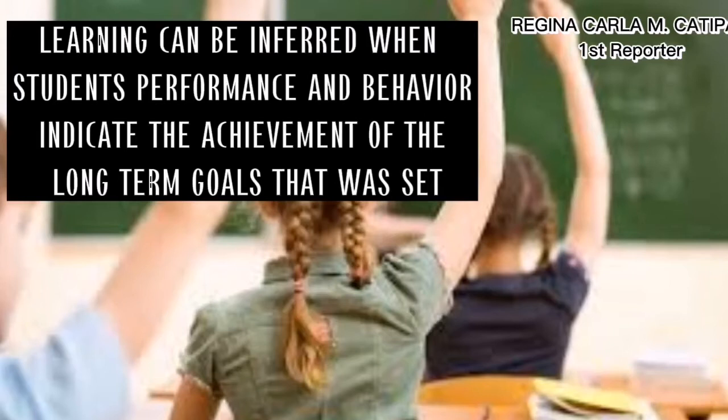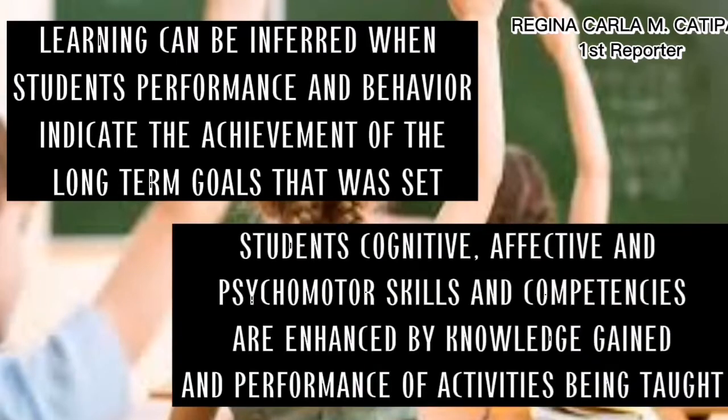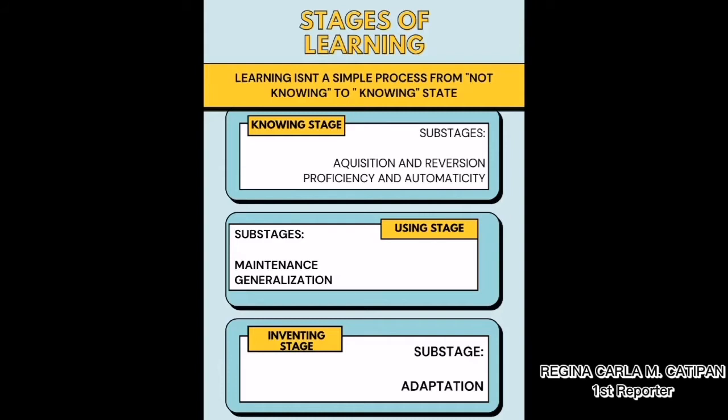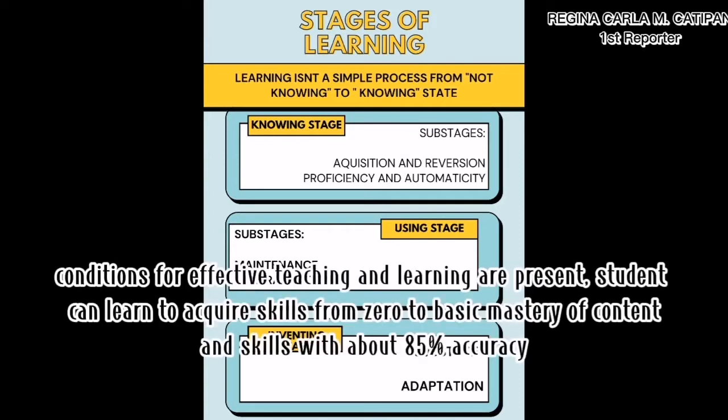Learning can be inferred when students' performance and behavior indicate the achievement of the long-term goals that were set. Students' cognitive, affective, and psychomotor skills and competencies are enhanced by knowledge gained and performance of activities being taught every day. So in the stages of learning, there are 3 stages, but before that, let me share to you something important. Learning isn't a simple process from a not-knowing to a knowing state. So to understand it further, let us now discuss the 3 different stages.